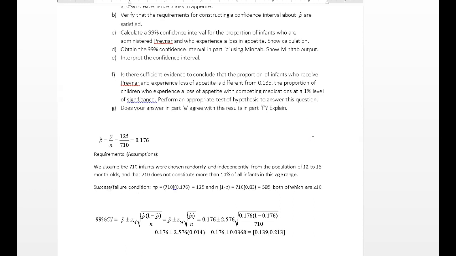Okay, so we want a test of hypothesis. Now what are we looking for? We want to know whether the proportion of kids who are on Prevnar and experience loss of appetite is different from 0.135, which is the proportion of kids who've been given other types of medication, I guess for meningitis or ear infections or whatever this is.